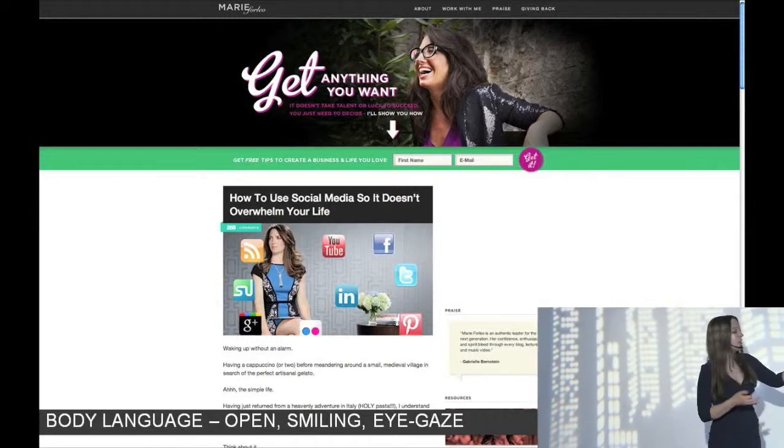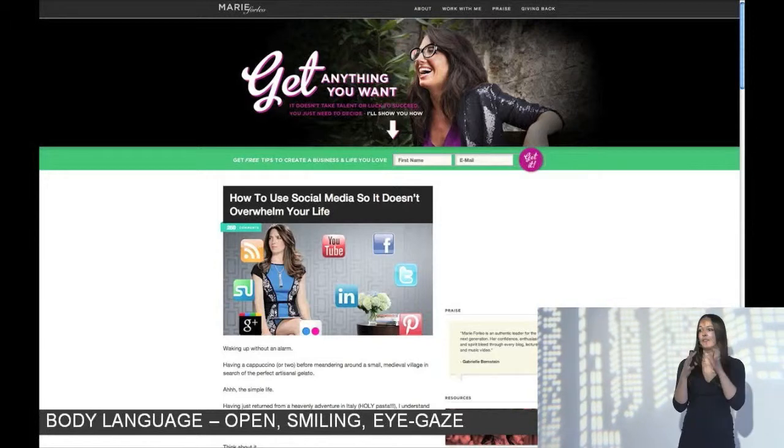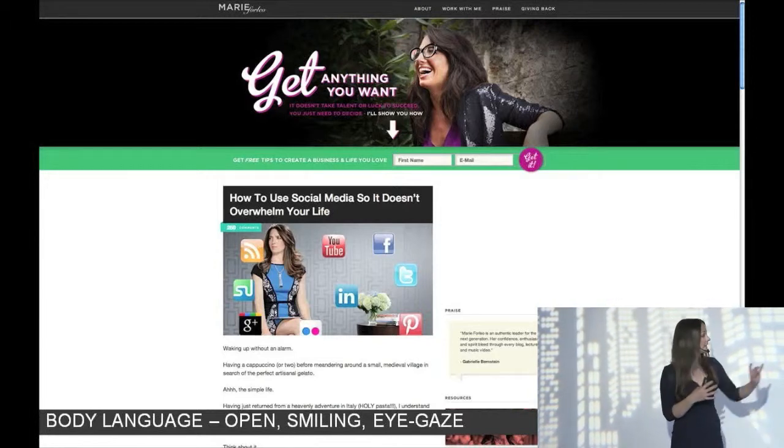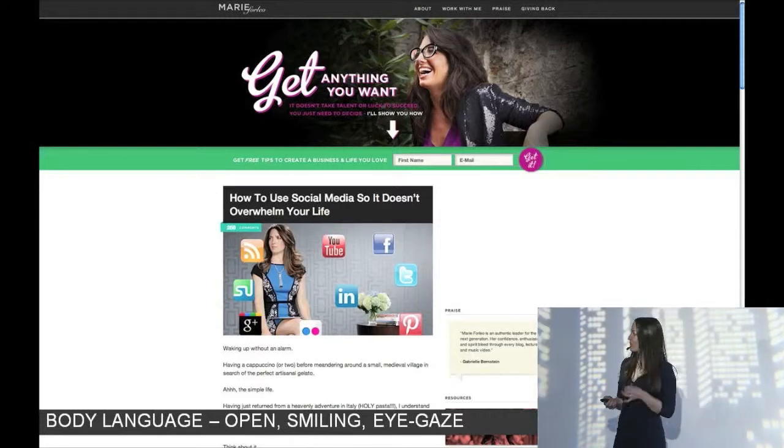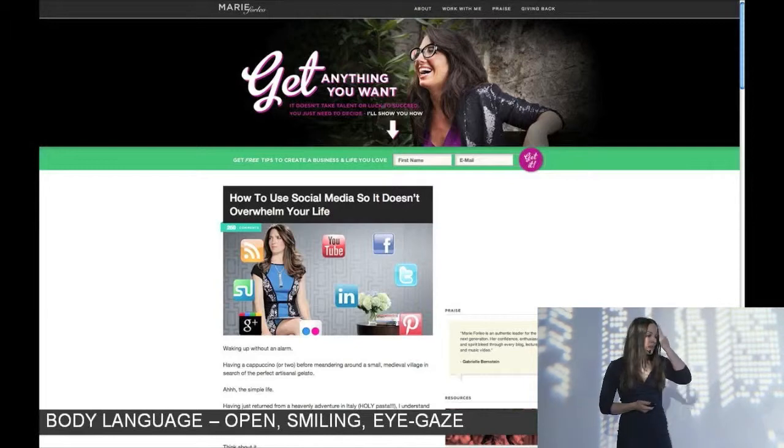Incidentally, underneath, you've got another congruent message. So the text and the visuals need to match up and be aligned. So she looks pretty overwhelmed. The text above says, how to use social media so it doesn't overwhelm your life. So make sure that you're strategic in your image use.